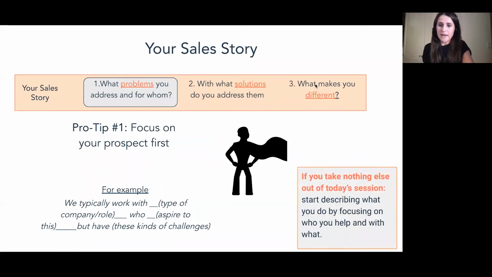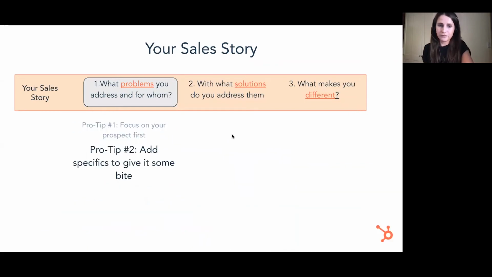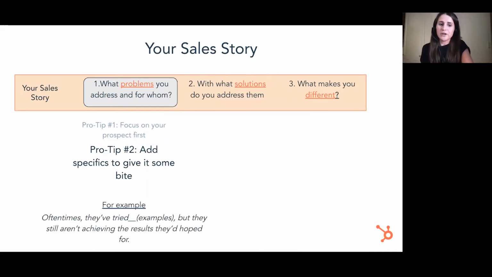So if you take nothing else out of today's session, start describing what you do by focusing on who you help and with what. Pro tip number 2, add specifics to give it some bite. So for example, oftentimes they've tried X, give examples, but they still aren't achieving the results that they'd hoped for.